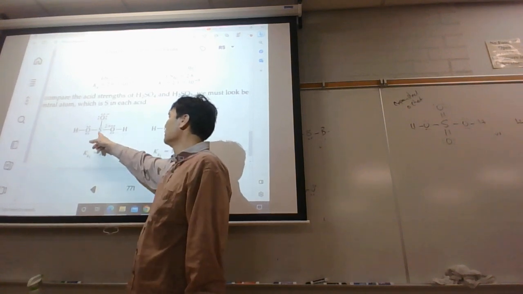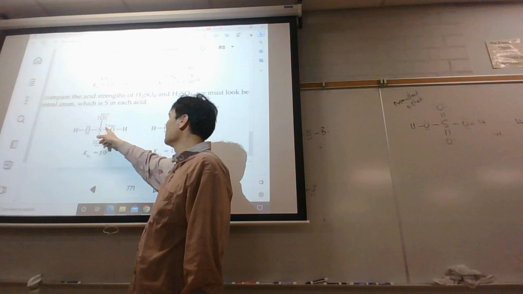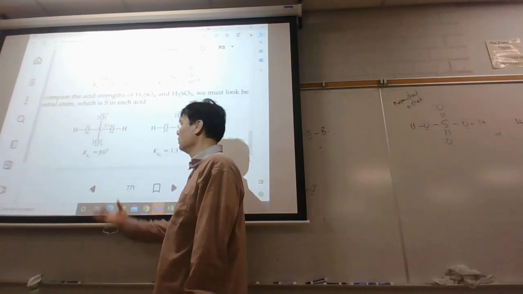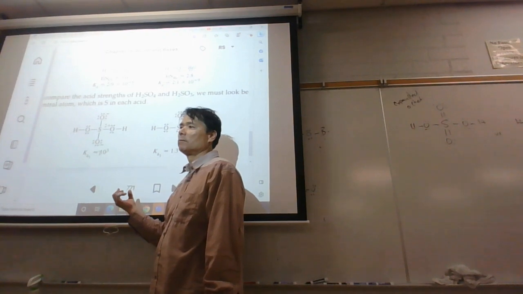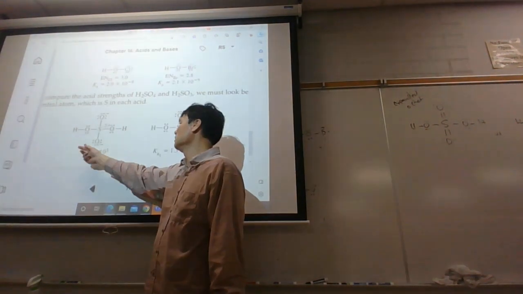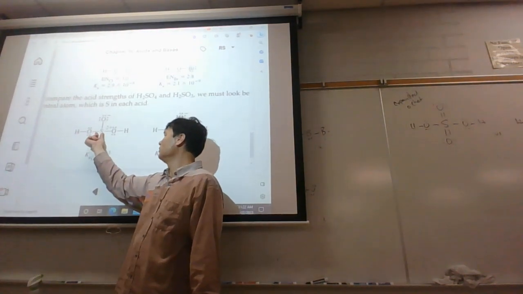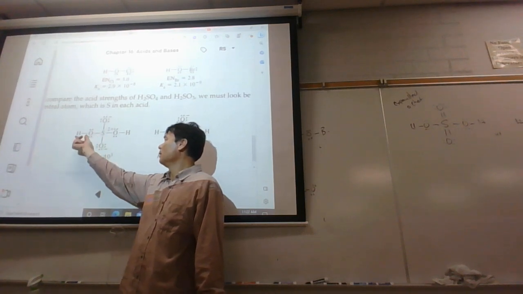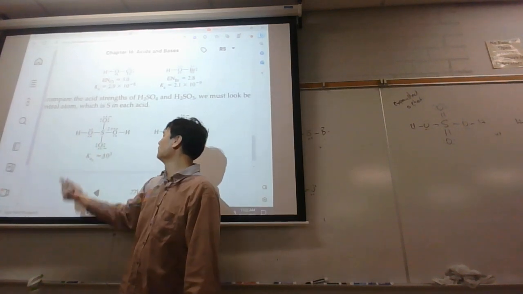Then we look at the next nearest. Here we have a sulfur with a +2 formal charge. Here we have a sulfur with a +1 formal charge. Which one's going to pull the electron cloud more? The +2. So we're going to have a larger inductive effect here. Because of the larger inductive effect, this sulfur 2+ is sucking electron cloud more than it normally would from oxygen, making this hydrogen much more polar.